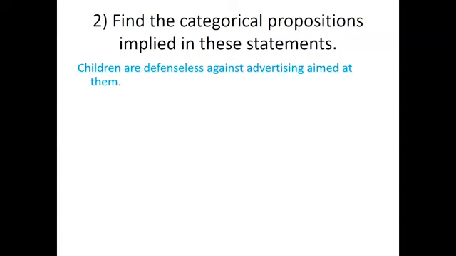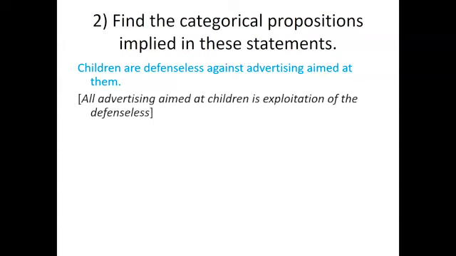All right. Okay, so our first premise was that children are defenseless against advertising aimed at them, right? And this is really a categorical proposition of the universal affirmative type, one of the four types you already learned about, right? And we could state it this way: all advertising aimed at children is the exploitation of the defenseless. So this is of the form all S is P, right? The subject here is advertising aimed at children, and the predicate is exploitation of the defenseless. All advertising aimed at children is exploitation of the defenseless.